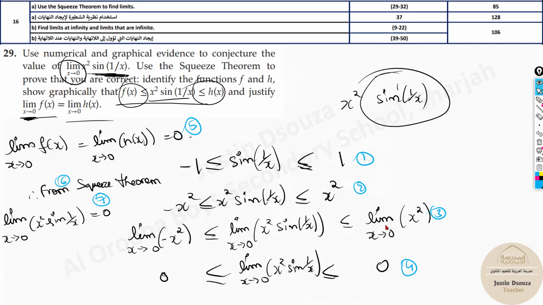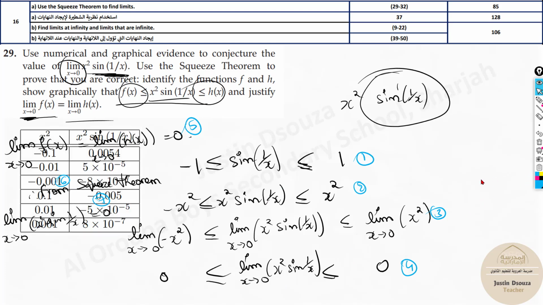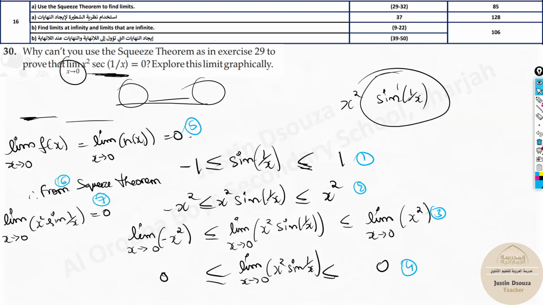Now then you have to apply the limit on both the sides, all the sides, and then find the limit of the lower function and the higher function. And if those two are equal, then the middle part must be equal to that. That is the point of the squeeze theorem. I hope this is clear. So that's it. We will now go to the next problem.